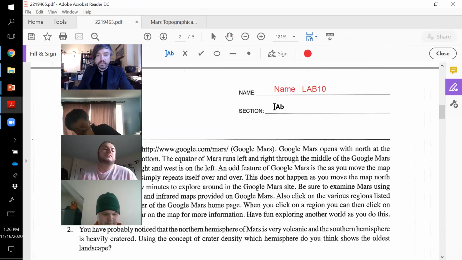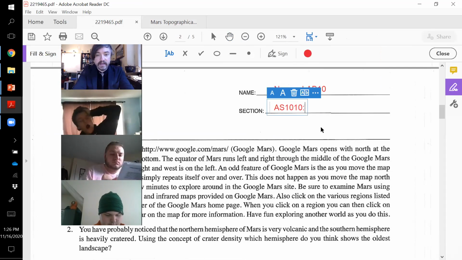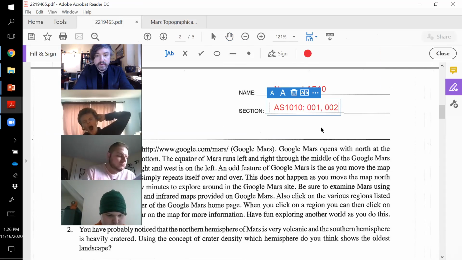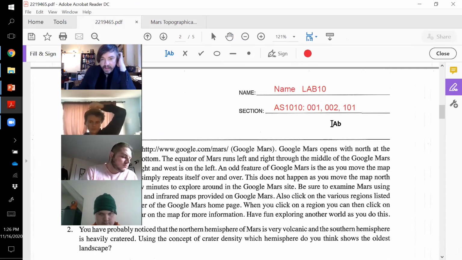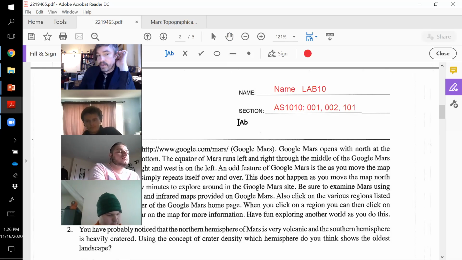And then if you can also put your section, AS1010, 001, 002, or 101. You guys can see all that when I type, right? Can you see that red stuff? Yep. Okay, good.